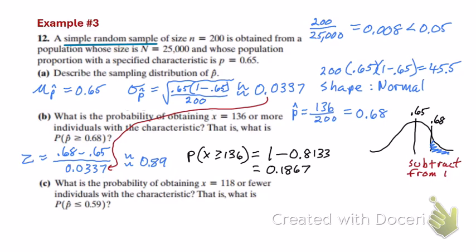All right, take a look at C. What's the probability of obtaining x equals 118 or fewer? So I get my sample. What's the probability of that sample having 118 or fewer people with this characteristic? So first of all, I get what p hat is, 0.59.